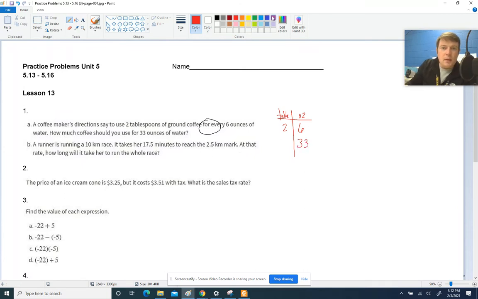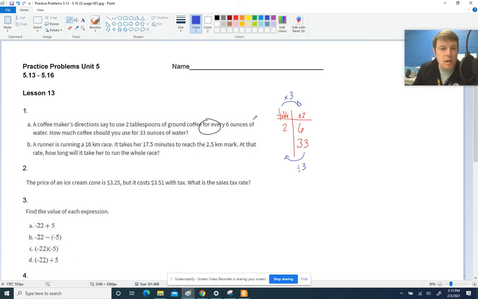Well, it's pretty clear to see that our constant is timesing by 3 to get from tablespoons to ounces. So to go in reverse, we would do the inverse, which is divide by 3, and that's why we get 11. So that one's going to be 11. I am not going to write the answers down on this week's homework. And for those of you that are just copying it down, you can do it yourself, or you can listen to the video and know that it's 11 instead of copying it.